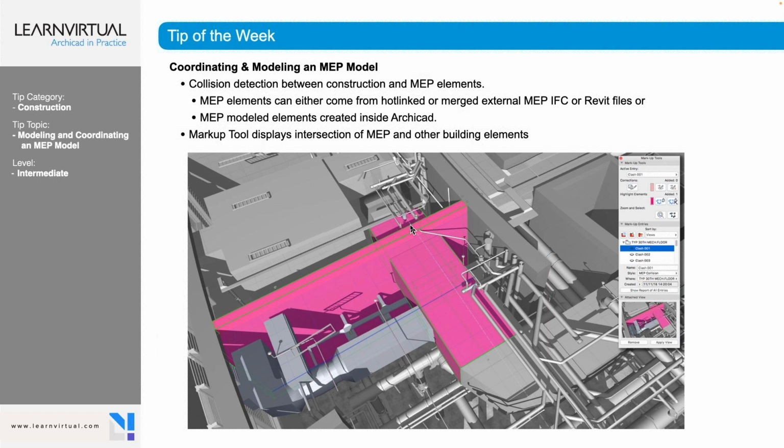Once we have that done, whether we have modeled the MEP ourselves using our MEP tools in Archicad, or whether we've brought in an external file, it's always good to run a collision detection between our construction elements and our MEP elements. That way we know that everything is going to be able to connect the way it needs to without degrading the structural integrity of the project, making sure that our ductwork isn't showing through a slab or anything like that.